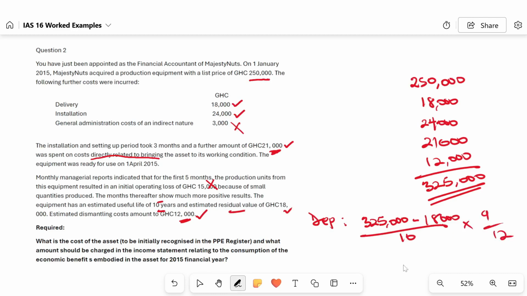9/12. We are using 9 out of 12 months because the asset was available for use on 1st April 2015. 1st April to 31st December is 9 months. Our depreciation charge for the year will be 23,025 Ghana cedis. This is everything for question 2.